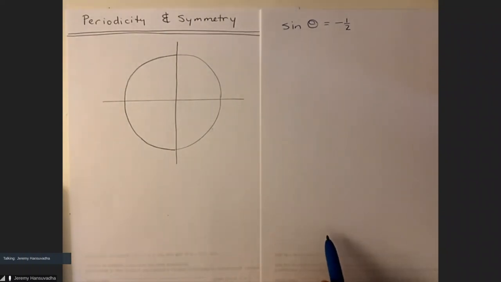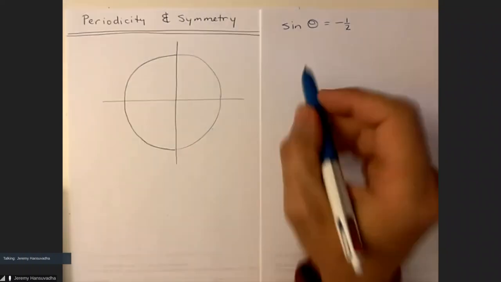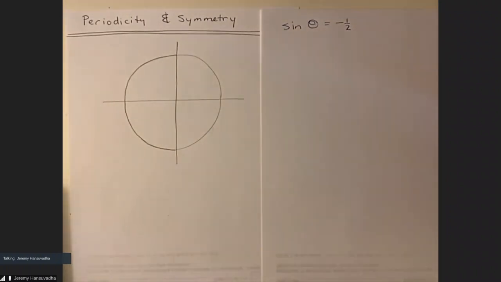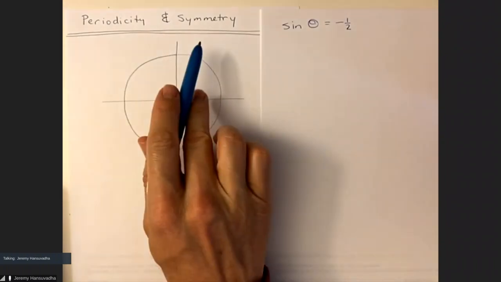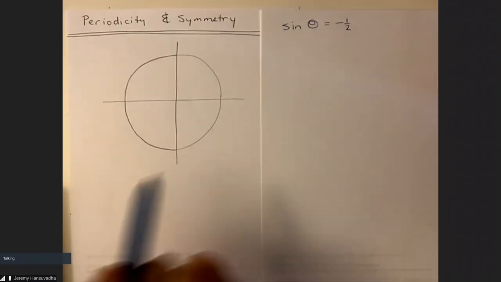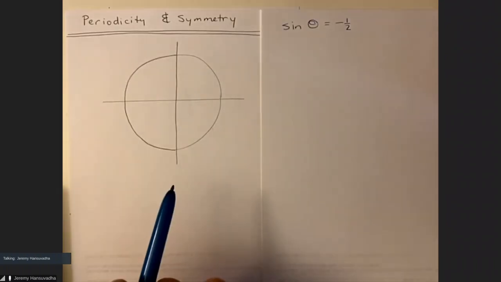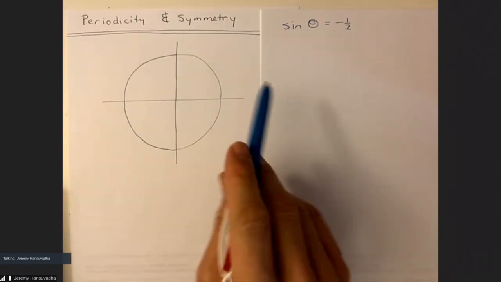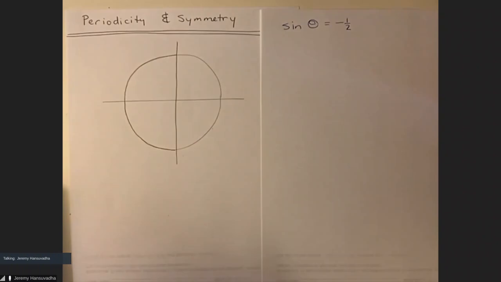All right, I would like to explain how to solve the equation sine of theta equals negative 1/2, and then use periodicity and symmetry to find multiple solutions. Okay, so the first thing we want to do is just solve this algebraically.